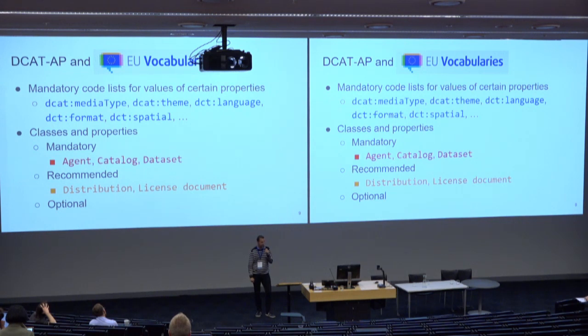And what it does is two things. One thing is that it prescribes the controlled vocabularies or code lists to be used with specific metadata properties of DCAT. And those code lists are all accessible at the EU vocabularies portal. And the second thing is that they split classes and properties into mandatory, recommended, and optional, so that, for instance, we can validate or suggest that some of the properties are really essential.